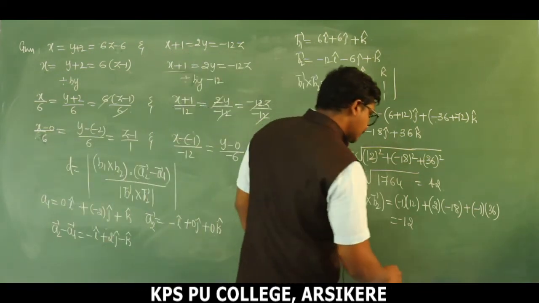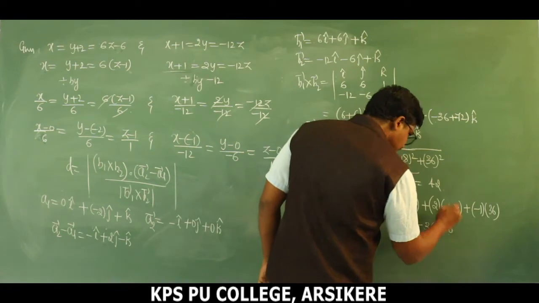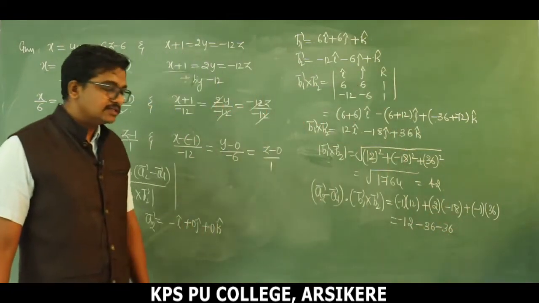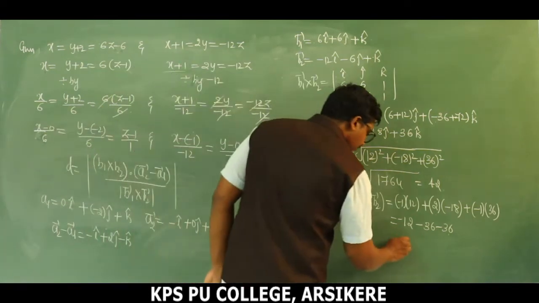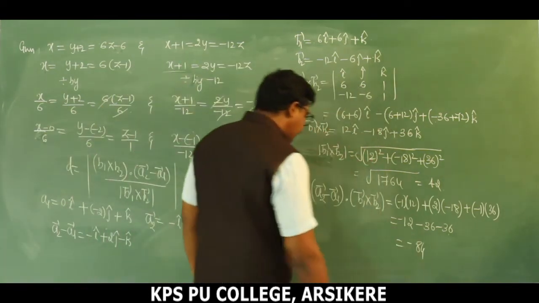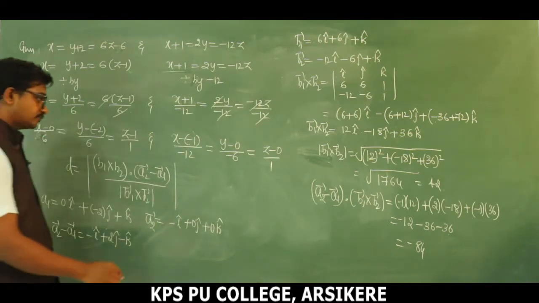So what is left here? This is minus 12, minus 36, minus 36. Minus 36 minus 72 minus 12 is minus 84. We are left with minus 84. Therefore, a2 minus a1 dot b1 cross b2 is minus 84.